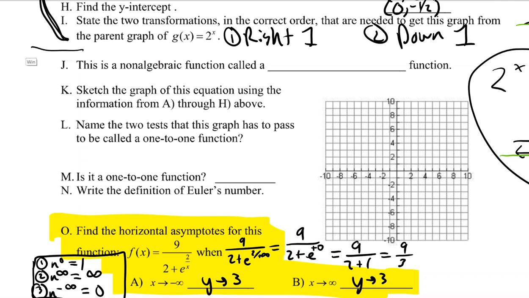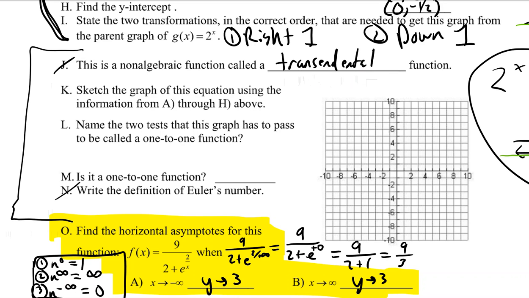So, J through N, in this little section, 2 of these I told you wouldn't be quizzed on, but I want you to at least see them and hear them. That would be J and N. Sometimes these exponential functions are referred to as transcendental. Again, you don't need to memorize that.